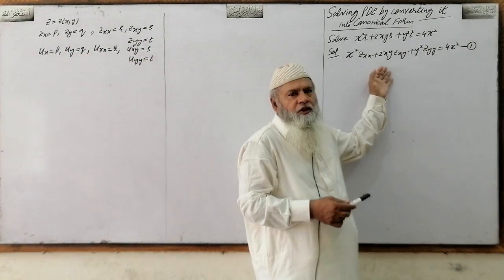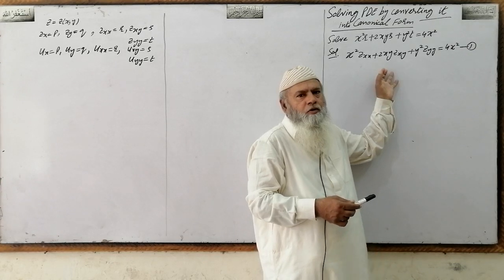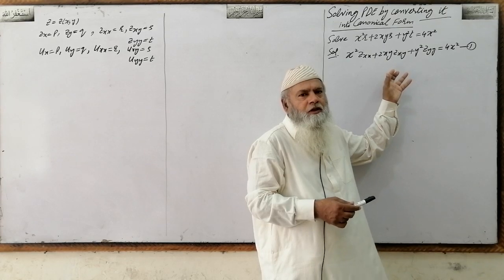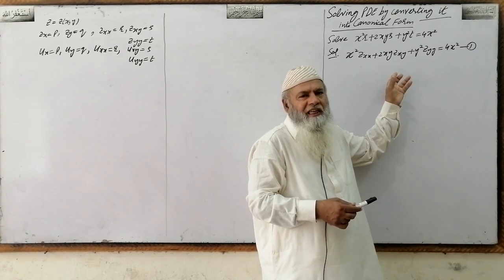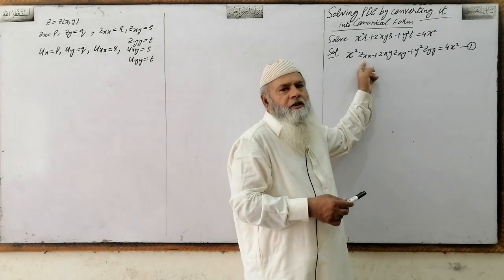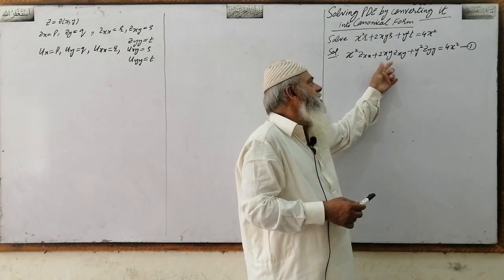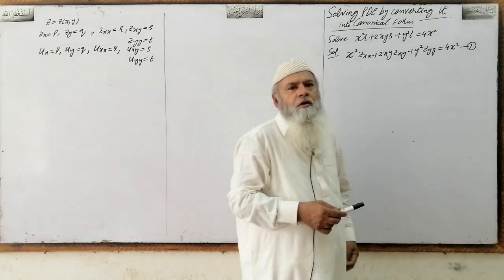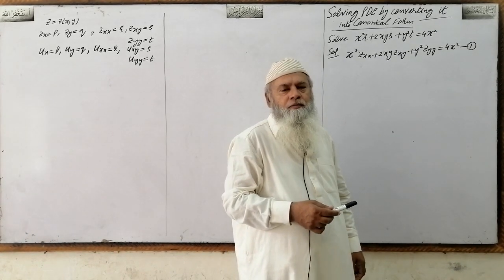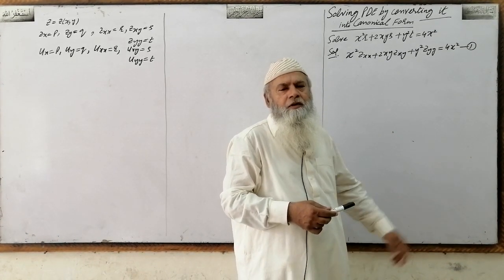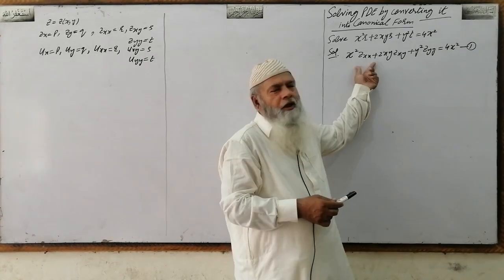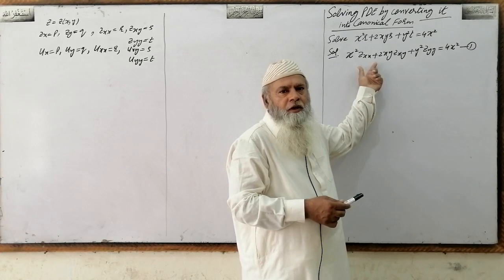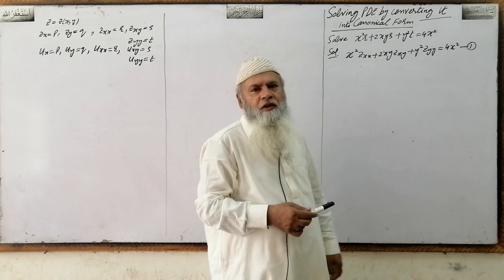Now look at this partial differential equation. This is a second order partial differential equation with variable coefficients. Why do we say with variable coefficients? Because the coefficients of the derivatives are variables. The z double x coefficient is x square, the coefficient of zxy is 2xy, and z double y's coefficient is y square. This kind of equation is known as a partial differential equation with variable coefficients, and it is of second order because the highest order partial derivative involved in this equation is the double derivative.